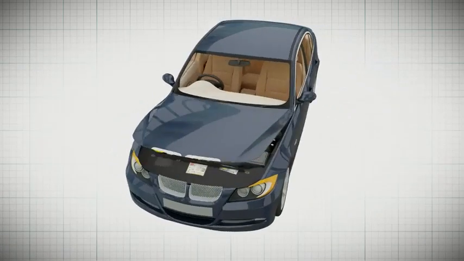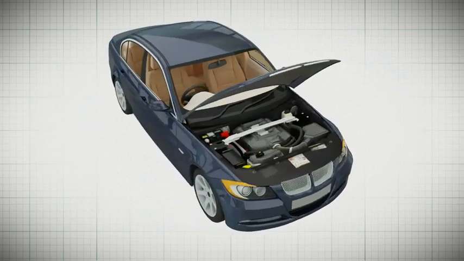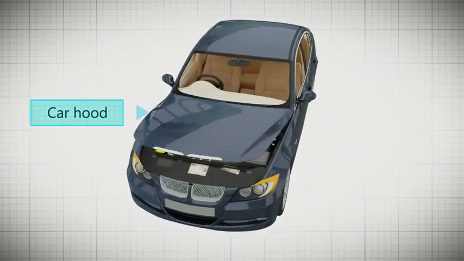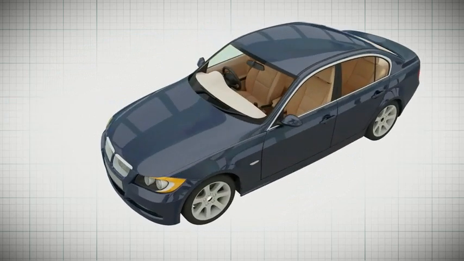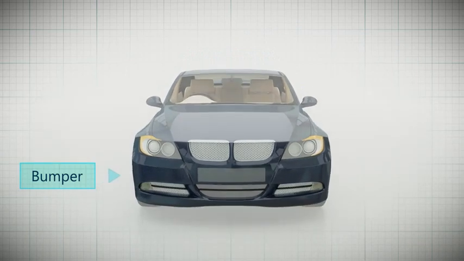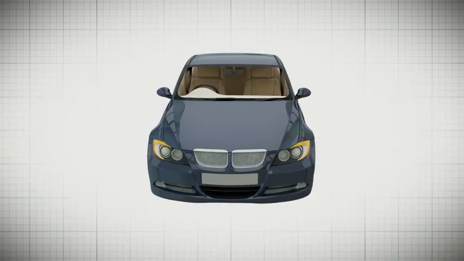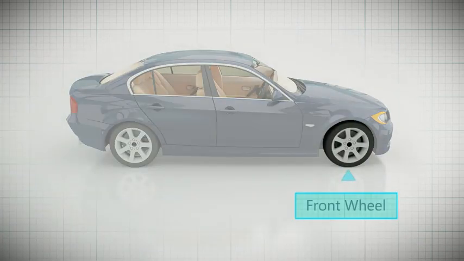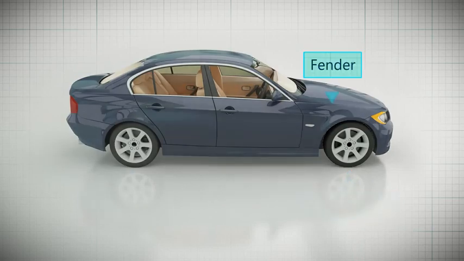Looking at the car from the front, we see the car hood. The hood is openable and houses the majority of the car's functional parts. Below the hood is the bumper that protects the car during a collision. There is a radiator under the hood of the car. On both sides are the front wheels, and above each wheel is a fender.